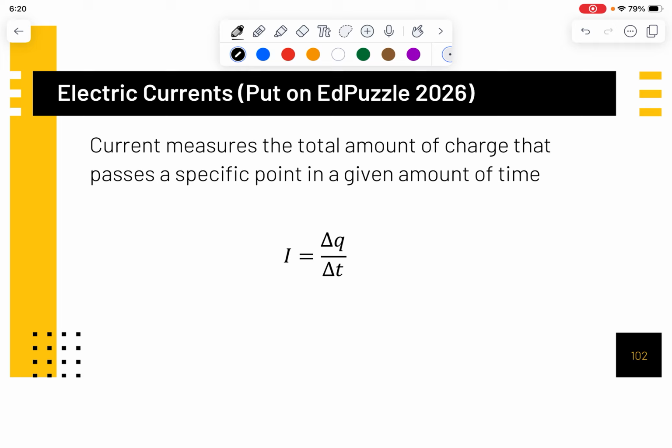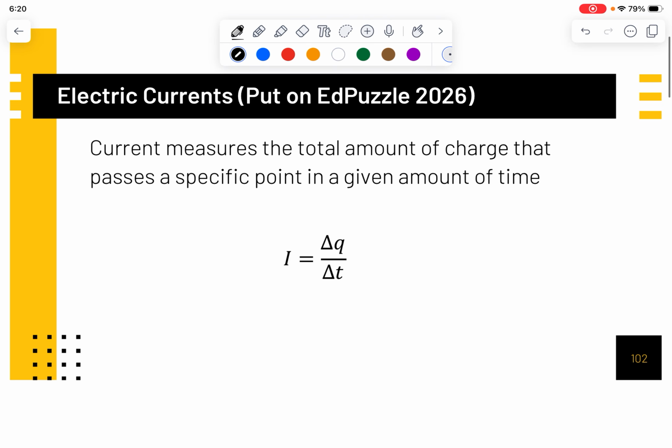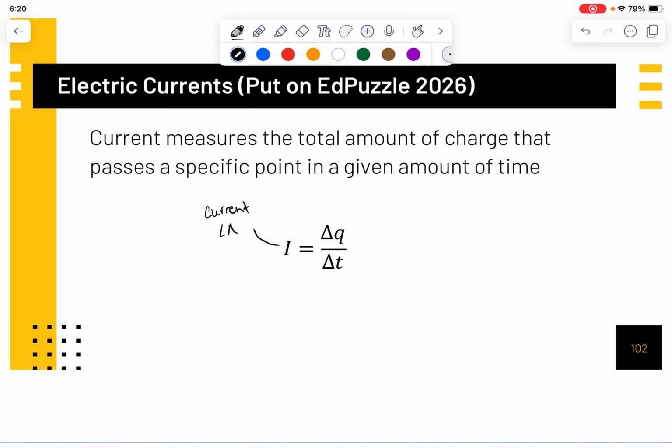It's really figuring out how much charge is flowing through our wire within our circuit in a given amount of time. So we have this measurement, our current, and we're going to be using our variable I to represent current. We're going to be measuring this current in terms of amps, so uppercase A will be our unit.